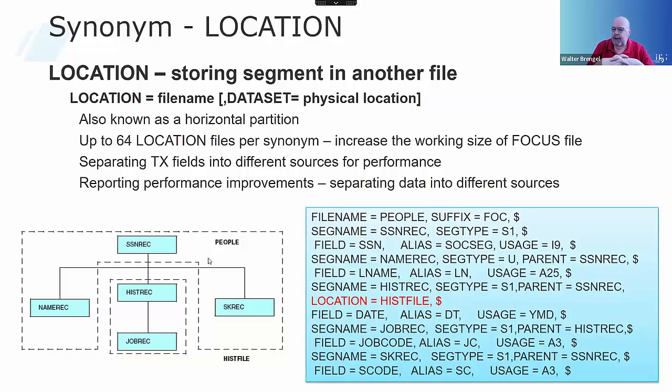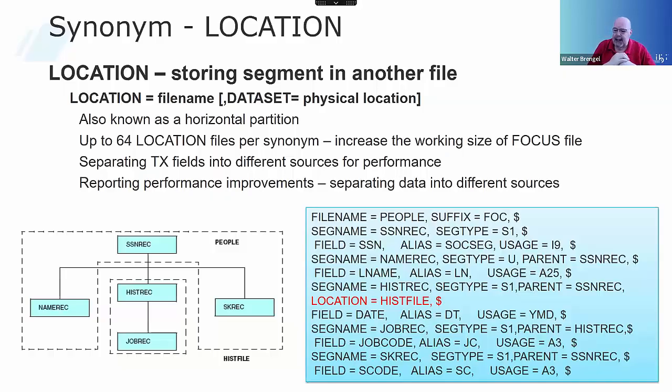So in this case, I have file name equals people, seg name equals SSN rec, which contains the social security number. It's unique because technically only one person can have a social security number. I'm sorry, the name rec has a parent of SSN rec, and it's unique, and this has the last name. Then I have segment name equals histrec, which is also going to parent SSN rec, but this time it says location equals hist file.